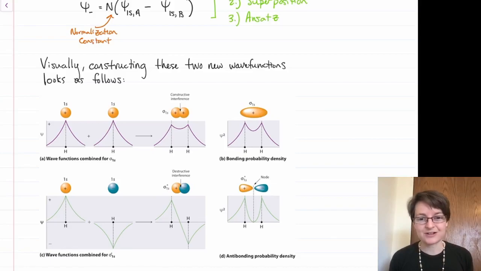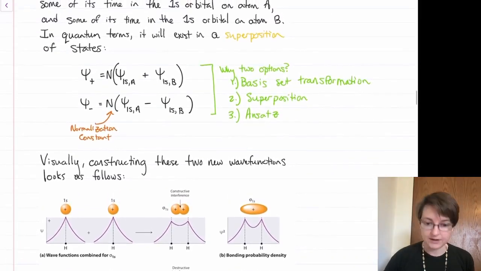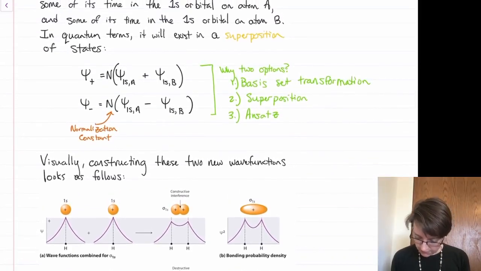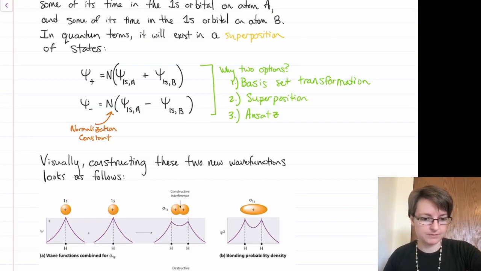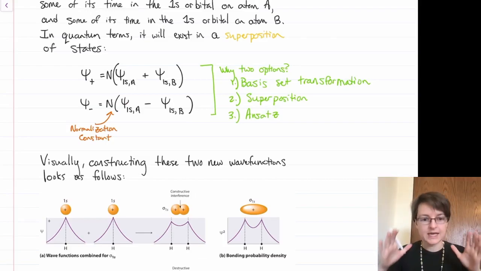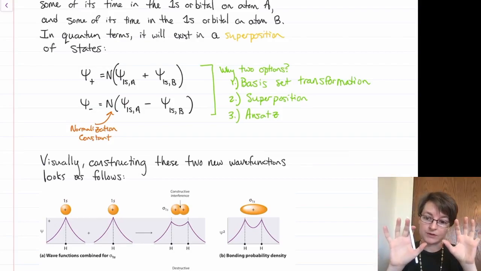Always when we see a new function, the best thing we can do is try and visualize it right away. And so let me show you a couple of different visualizations of what these two new wave functions, psi plus and psi minus, look like. First, we're going to talk about our psi plus wave function, which is shown here in purple. For our psi plus wave function, we are taking two separate hydrogen atoms, and we are slowly moving them closer and closer together.